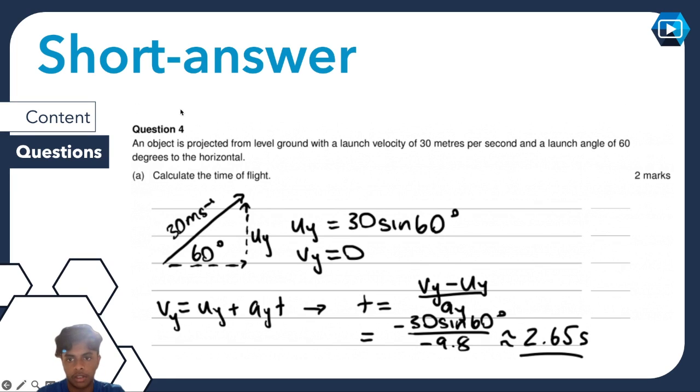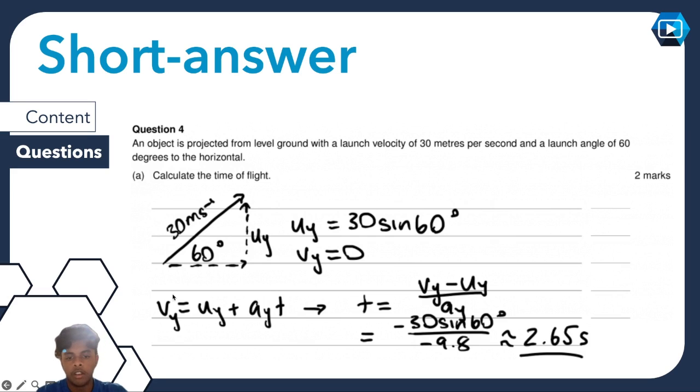It's projected from the level ground. So Vy, which is the final velocity, is going to equal 0 because it will land. We're calculating the time of flight, which is essentially how long it stayed in the air for. And so time will be ticking until that velocity equals 0, which is when essentially the projectile either reaches its maximum height or it collides with the ground.